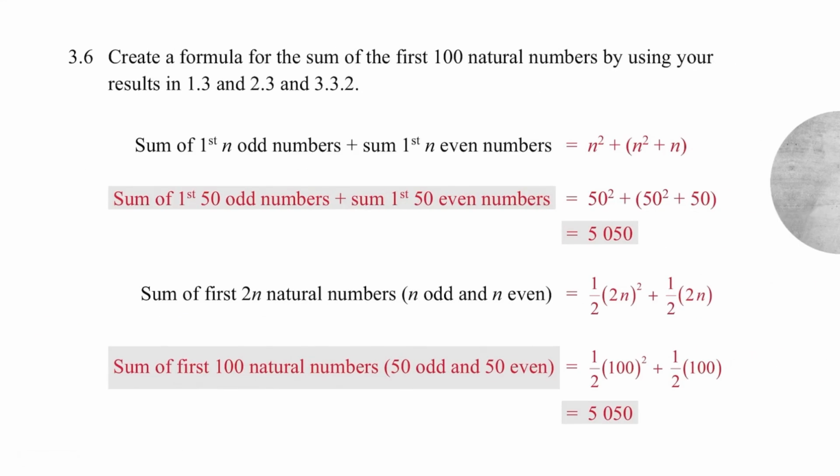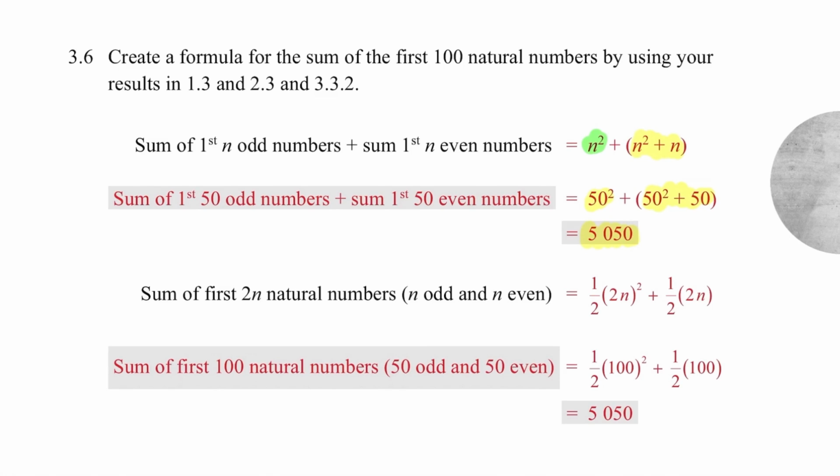Okay, so how did you do? In question 3.6, to start with, we are going to recall that the formula for odd numbers is n squared. The formula for even numbers, in other words, our rectangular numbers, is n squared plus n. Illustrating this with the number 50, we get 50 squared, and then we get 50 squared plus 50, and the combined result on that is 5,050.